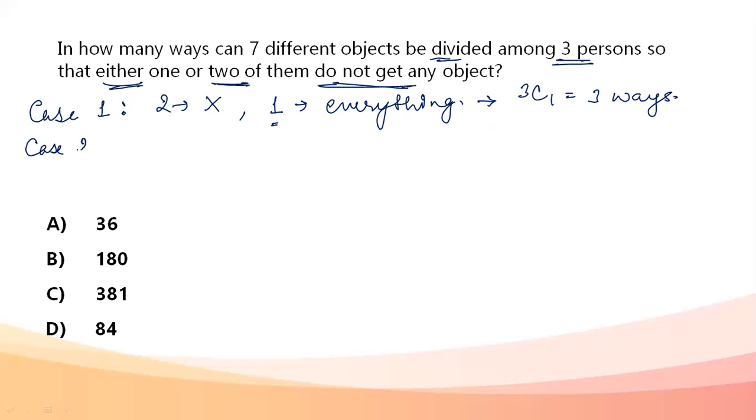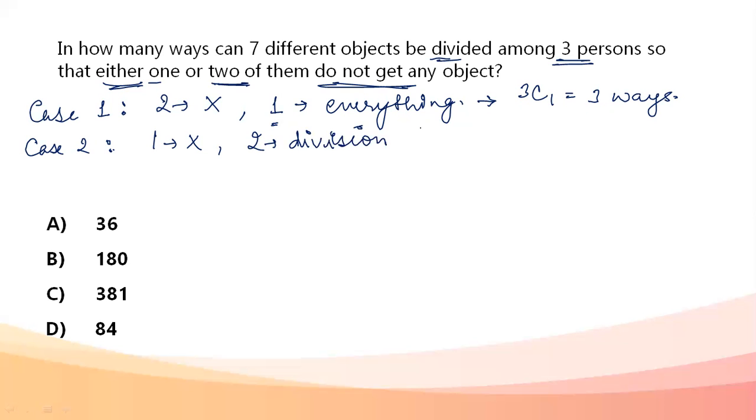Okay, now case number two is one person does not get anything, because it is given in the question that either one or two of them do not get anything. So this is the first case where two of them are not getting anything. The case where only one is not getting anything, we are going to define that. So one guy doesn't get anything, so the division of seven items is now going to be done among the two people. One is not getting anything, and the other two are going to have the division of the objects between them.